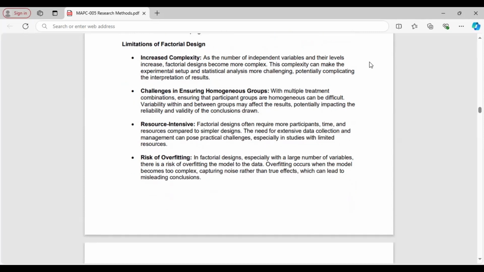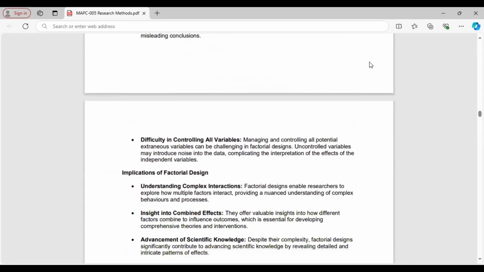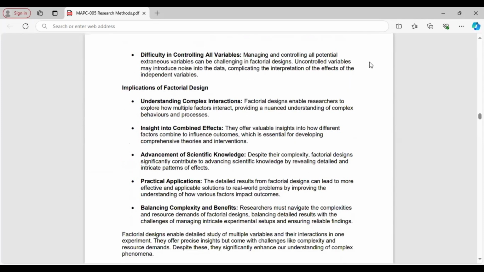And the last one, difficulty in controlling all variables. Managing extraneous variables can be challenging, which complicates interpretation of independent variable effects. And lastly, implications of factorial design. Understanding complex interactions. They help in exploration of how multiple factors interact, thus enhancing the understanding of complex behaviors.